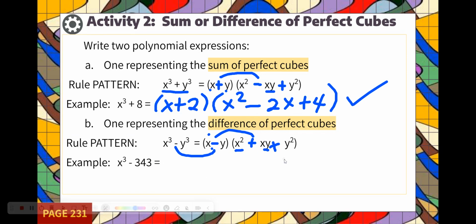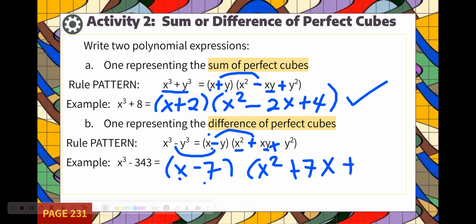Now applying the rule pattern, you have x minus 3, and 4 plus 3 is 7. To create the trinomial, square the first term, that is x squared. Multiply the first and the second term, which is the opposite sign of the binomial, so that would be 7x. And then square the last term, which is 49. That's it.